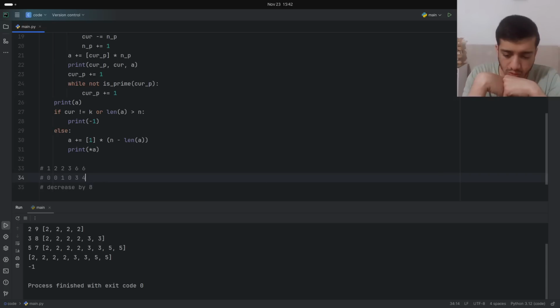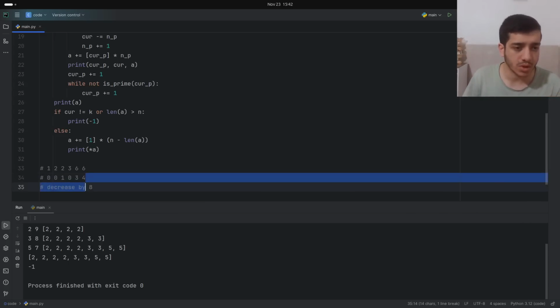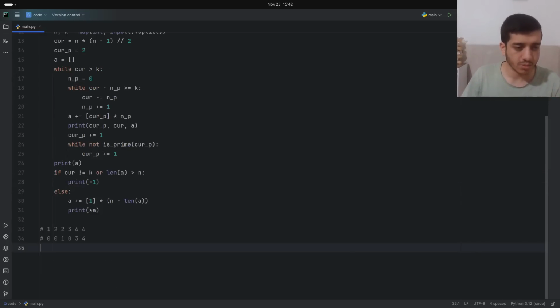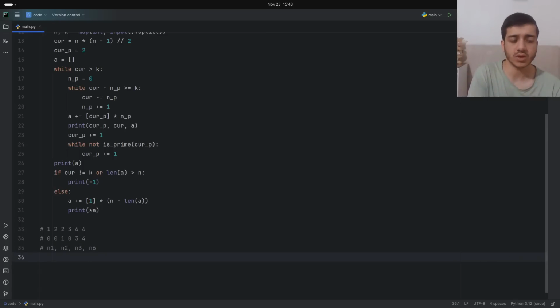Consider the case that we only use 1, 2, 3, and 6. Let's see what happens. Might have the answer. So the number of pairs, the score is going to be 2 times. So let the numbers be n1, n2, n3, and n6. We have these numbers. Okay, consider the case.